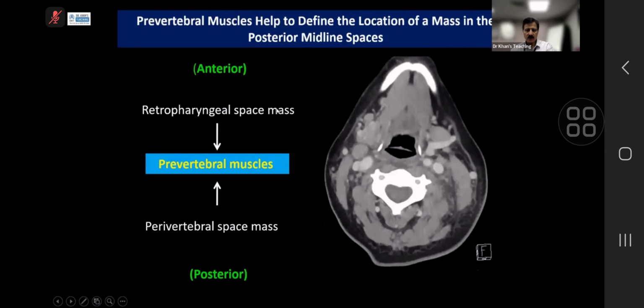Now, this is the principle. How do you reach a conclusion that the mass is in the retropharyngeal space? The mass can be an abscess also. You have to look at the prevertebral muscle. So this is the prevertebral muscle, and prevertebral muscle. And if it is in the retropharyngeal space, it will be anterior to that. So that is the principle.